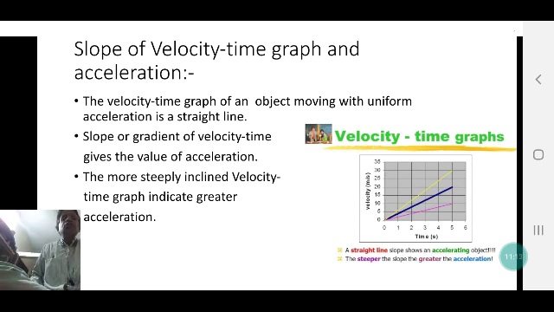Second, the slope or gradient of the velocity-time graph gives the value of acceleration. You find the slope of the velocity-time graph, and we obtain the value of the acceleration. The third point is that more steeply inclined velocity-time graphs indicate greater acceleration. If the velocity-time graph is inclined more steeply, that shows the greater acceleration of the moving object.